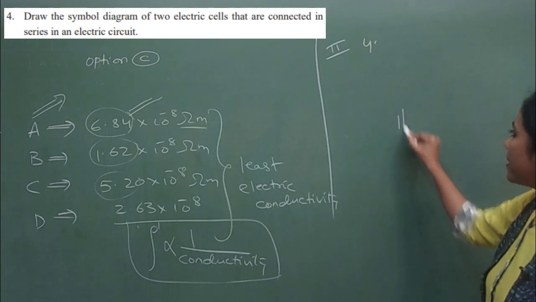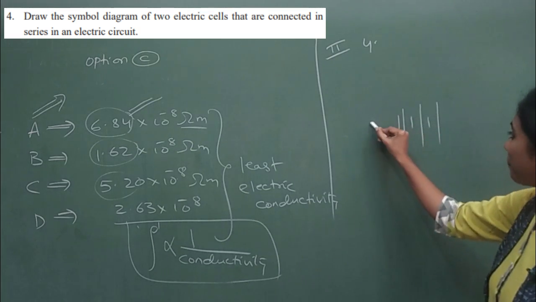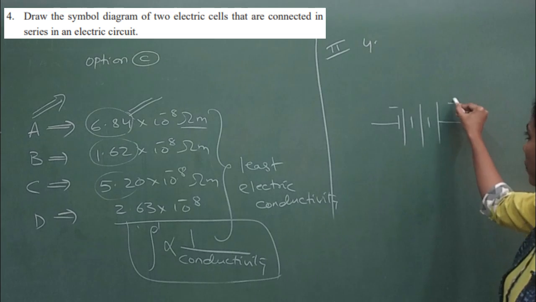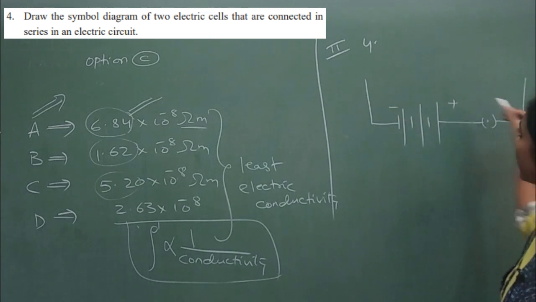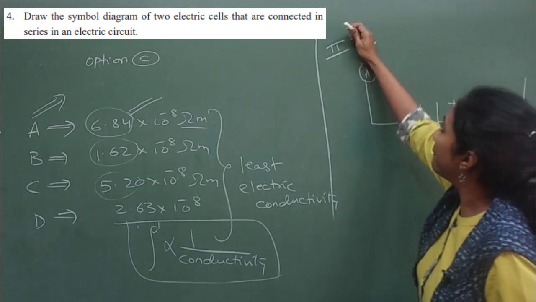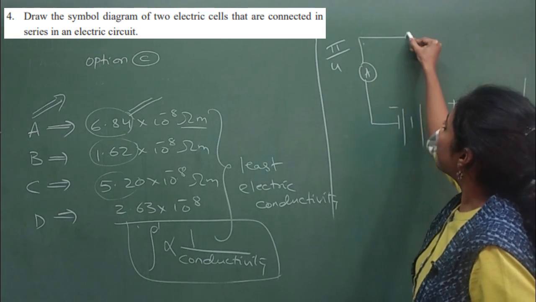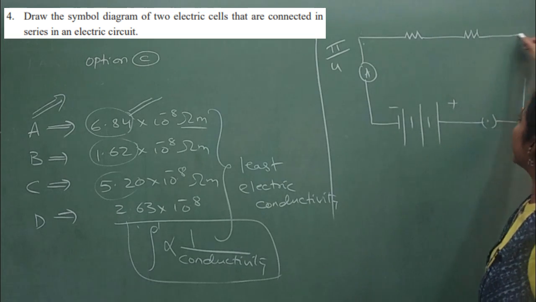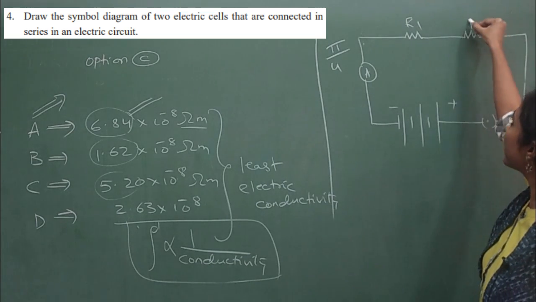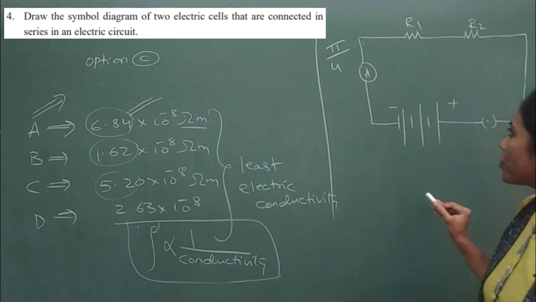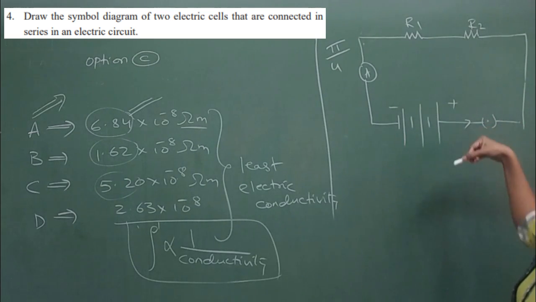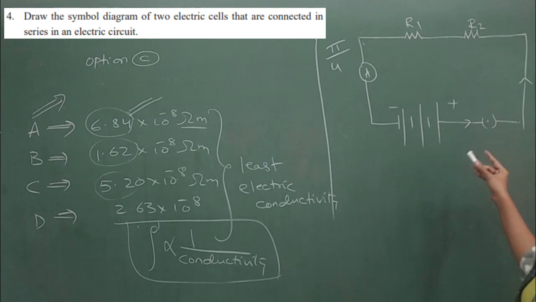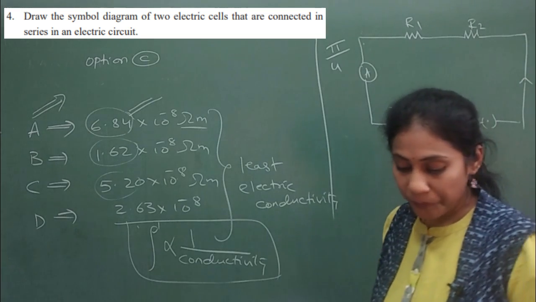See here, this is our battery, right? Negative terminal, and this is positive terminal. So somewhere here is a plug key. Okay, and here you will have ammeter and 2 resistors I will connect in a series. So this is R1 and this is R2. So show the direction of current. So current direction is always from positive to negative, right? So this is the direction of current. So this is the circuit diagram you can draw.